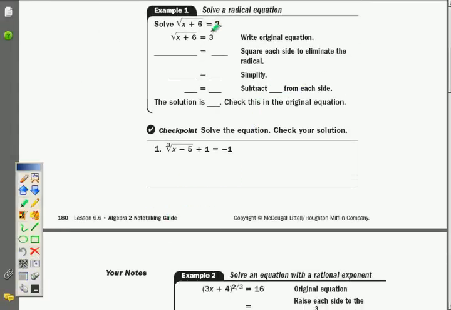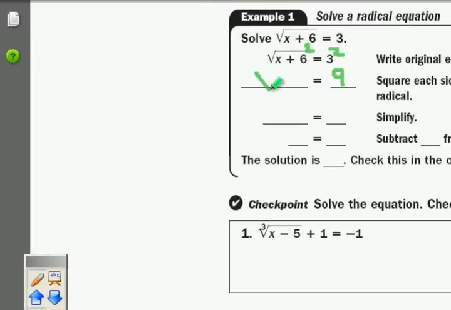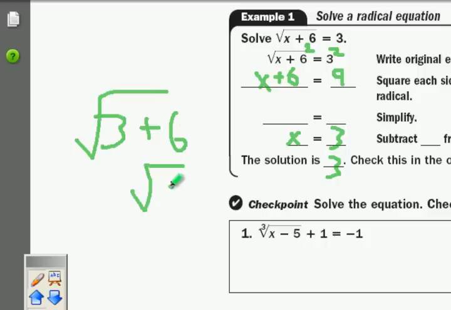So if I take a look at this one, I have the square root of x plus 6 equals 3. Well, if I square both sides, I get 9 on the right, but on the left, I have x plus 6. And then I minus 6 on both sides, I get x equals 3. And so the solution is 3. I can put that back into the original. 3 plus 6. What's the square root of 3 plus 6? Or the square root of 9? 3. That works. Great. You guys go ahead and do checkpoint number 1.